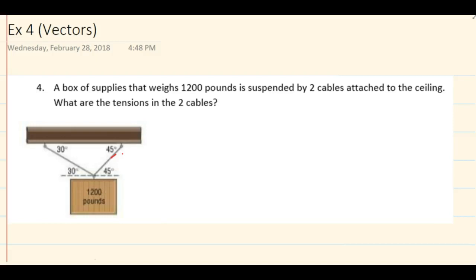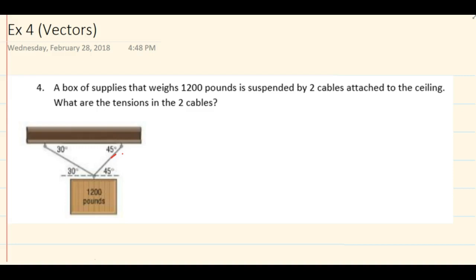This video is about example number 4 regarding vectors. Let's say we have a box of supplies that weighs 1,200 pounds and is suspended by 2 cables attached to the ceiling. The question is, what are the tensions in the 2 cables?